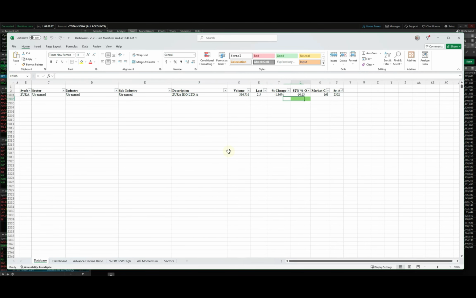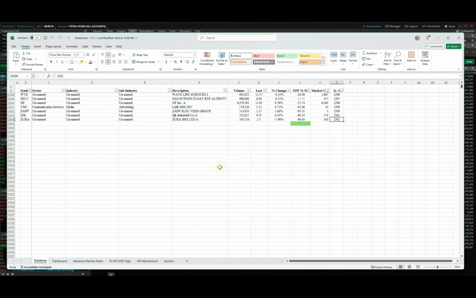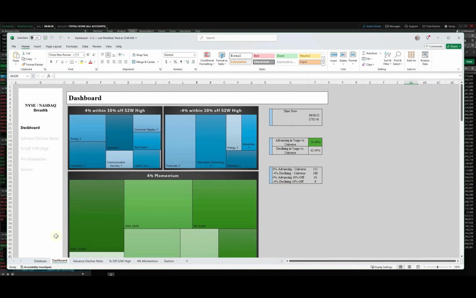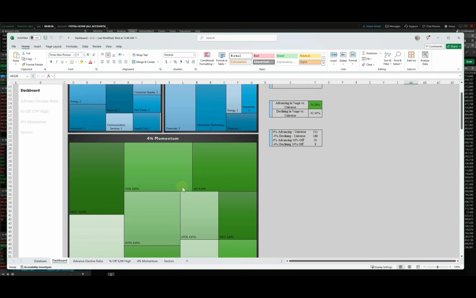2300. So these are all the liquid stocks. And then secondly, I have the dashboard tab. Here I have created some data based on these tabs, and this is just the visualizations.